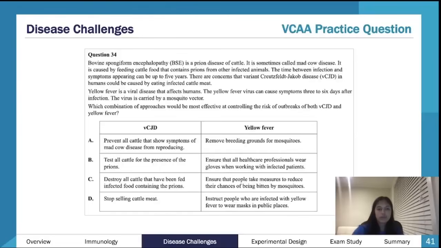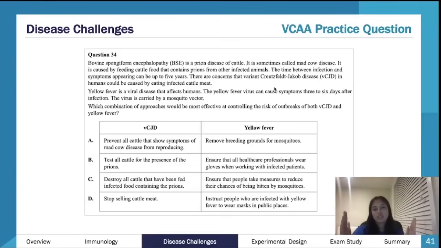Okay, so here is a bit of a question. We'll try and read it really fast. BSE is a prion disease of cattle. So again, how we were talking about how prions commonly spread from animals to humans. It's sometimes called mad cow disease, caused by feeding cattle food that contains prions from other infected animals. So you've got prions from other animals, and then you feed that to cows, and then the humans eat the cows. The time between infection and symptoms appearing can be up to 5 years. So you can eat infected meat, and then 5 years later you get the disease.